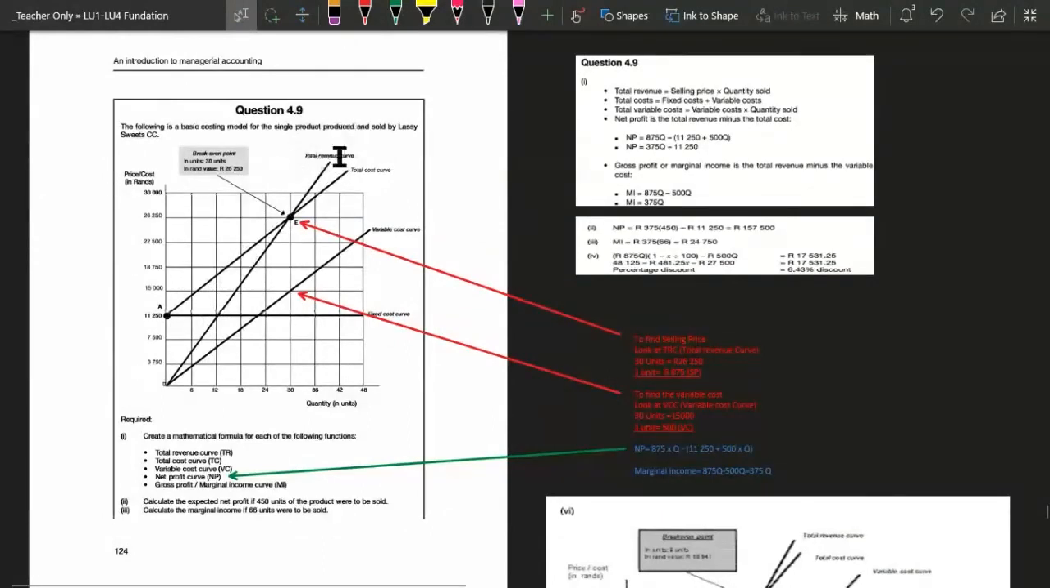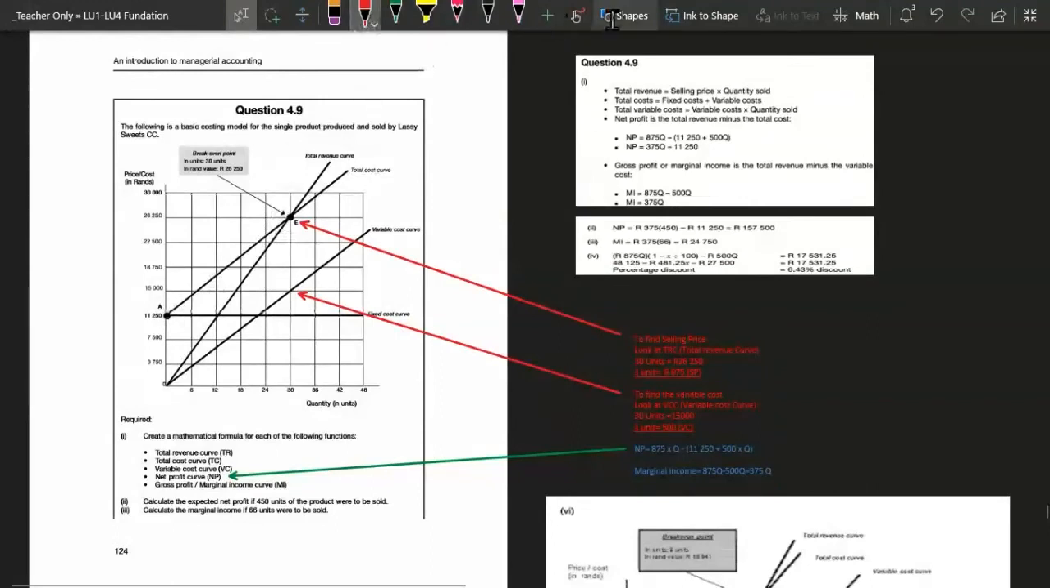So look at the total revenue curve or line. Look at this line here, total revenue curve or line. It starts from zero and then it goes up. Before it reached this point, E, which is the break-even point, guess what was happening? The total cost, look at the total cost line. The total cost was bigger.